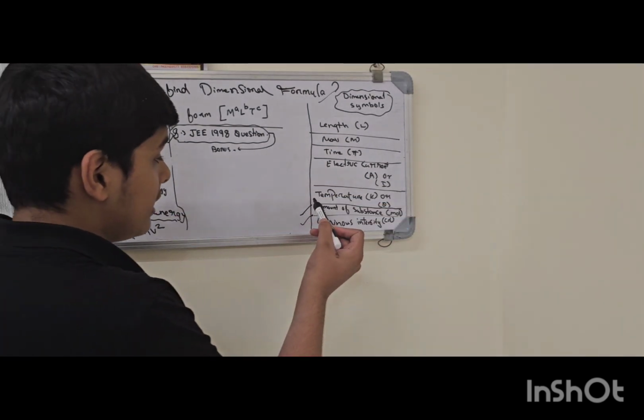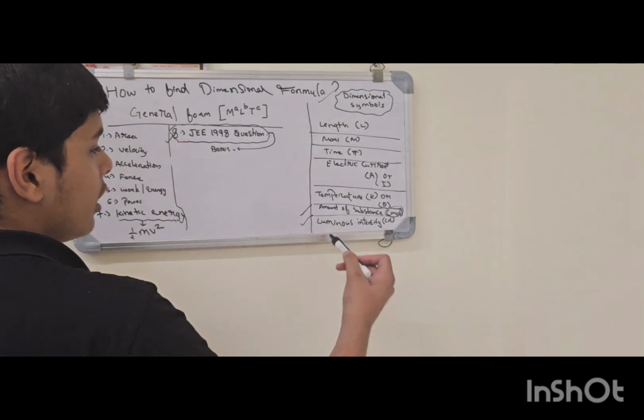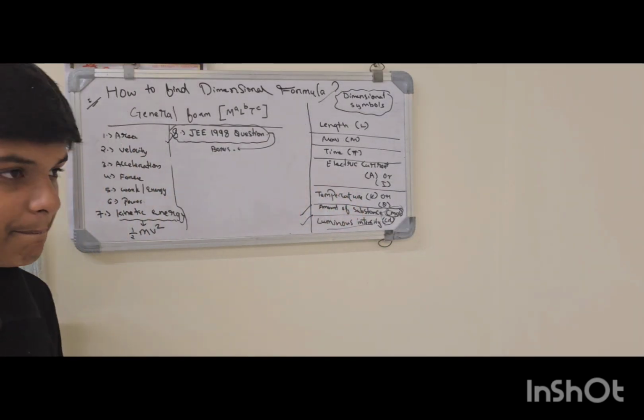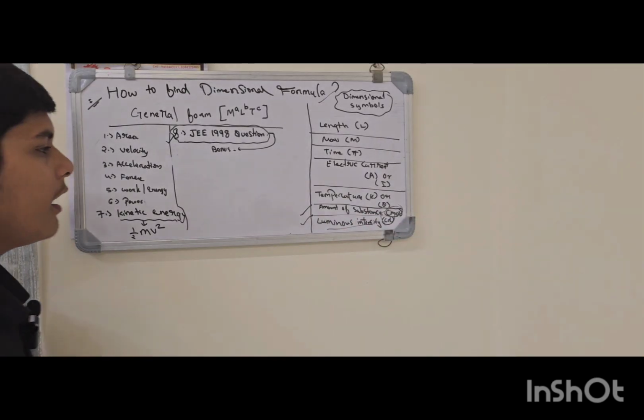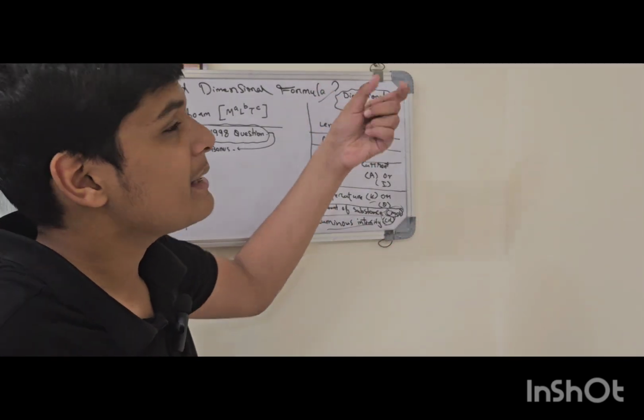Amount of substance, the mole, we represent by mol. You will be learning it in chemistry. Luminous intensity we represent by cd, which stands for candela. Temperature is K for Kelvin. So these are the dimensional symbols.